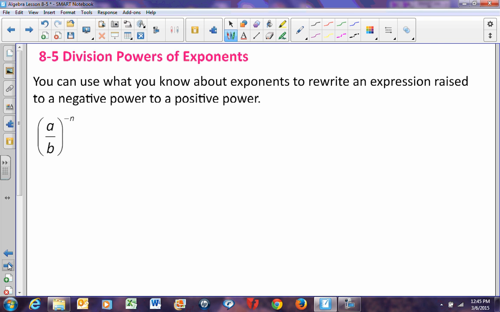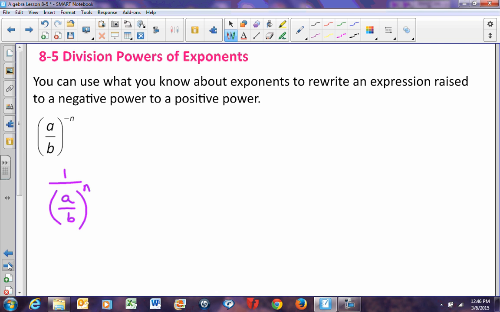We can use what we know about exponents to rewrite an expression raised to a negative power to raise it to a positive power. You're looking at this, and we see a over b to the negative nth power, which becomes, you can do it a couple of ways here. I'm going to just do it this way. This becomes 1 over a over b to the positive nth power, because I'm going to change this to a positive exponent first.